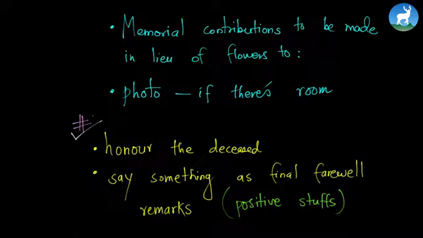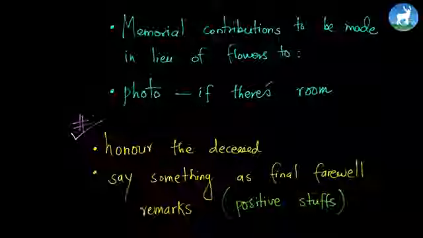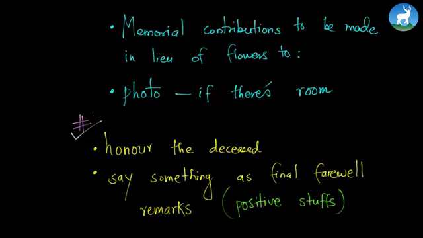So even if the person was very bad, maybe he was an alcoholic, maybe he was a drug abuser, or maybe he was a murderer or something like that, in the end, in death column, we are going to say nice stuff. Oh, he was a man with a heart of gold. He was so great. He used to buy beer for us, and he was so funny with his nice little jokes and all that stuff. So you need to write about positive things. You need to write about positive aspects of that person. So honor the deceased and say something as a final farewell remarks. Say farewell in a sweet way.